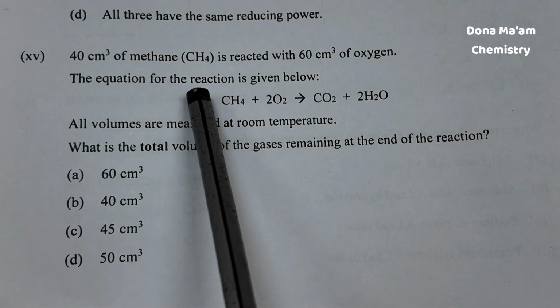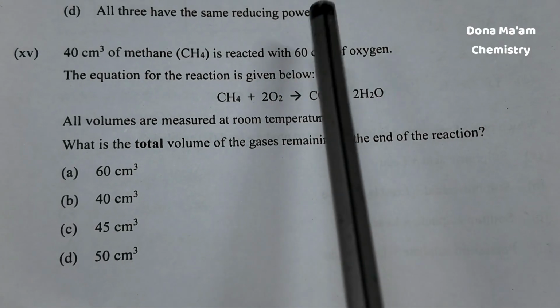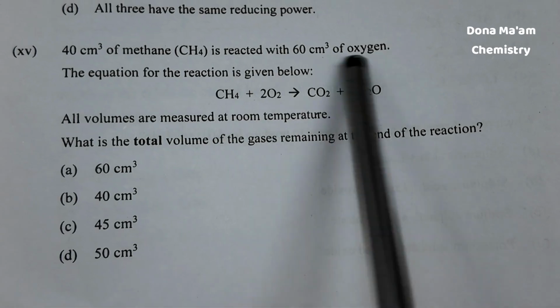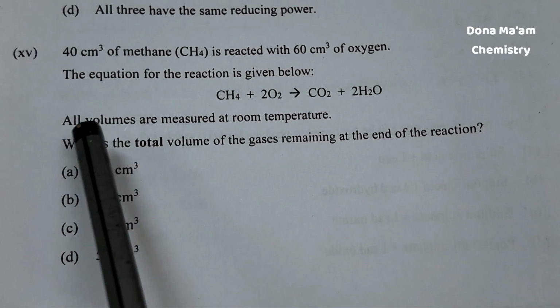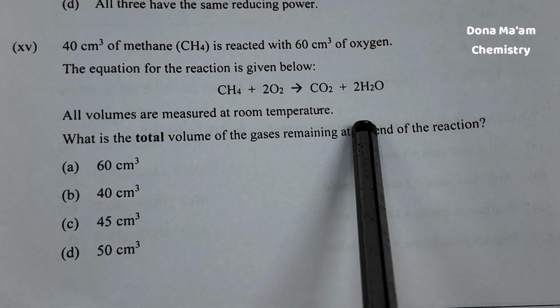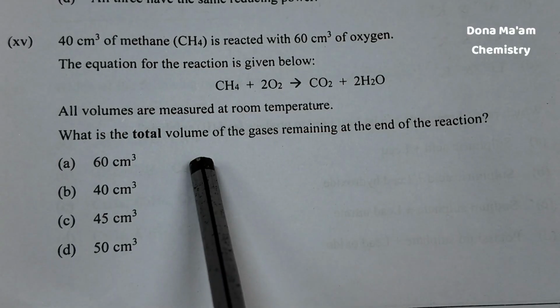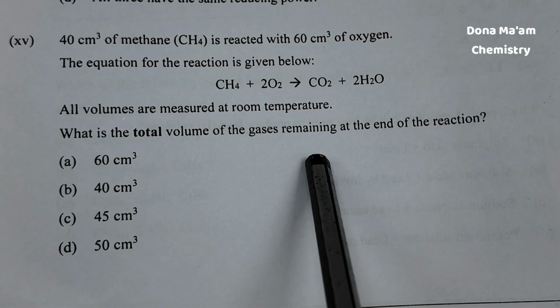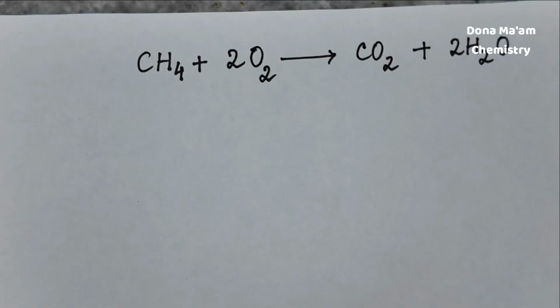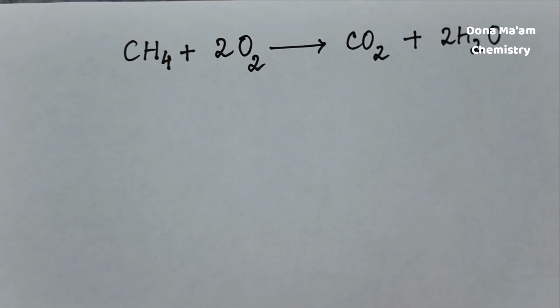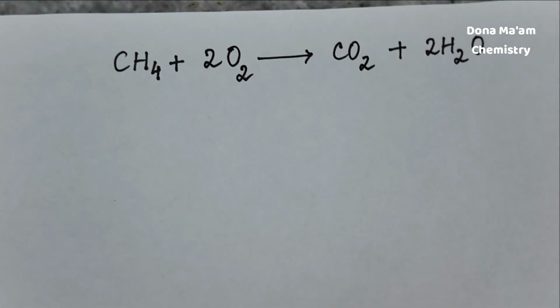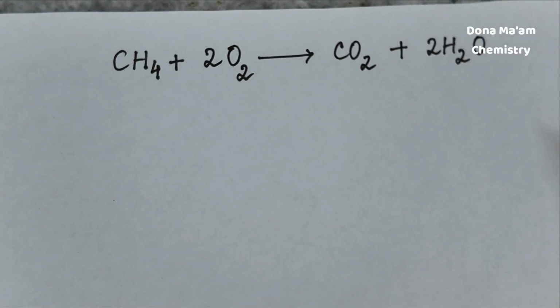40 cc of methane is reacting with 60 cc of oxygen. They give a balanced equation here. All volumes are measured at room temperature. What is the total volume of gases remaining at the end of the reaction? So MCQ question number 15 is from Gay-Lussac's law, where you can see all the gases are combining here.